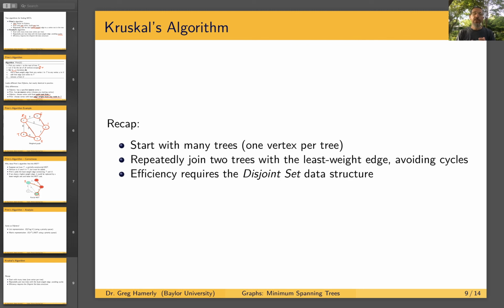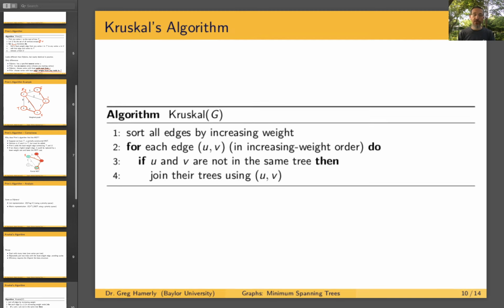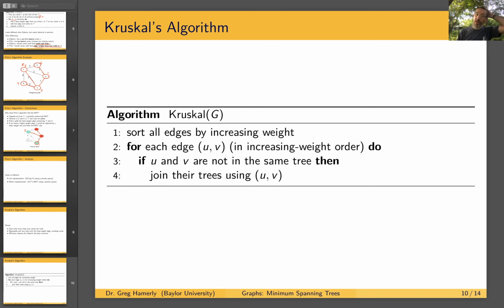Okay. Now let's move to Kruskal's algorithm. Here's the recap of what we said before. Start with many trees. In other words, every vertex is a tree. And then we repeatedly join two trees with the least weight edge, avoiding cycles if they could occur. And in order to make this efficient, we'll have to use a disjoint set. So here's Kruskal's algorithm.